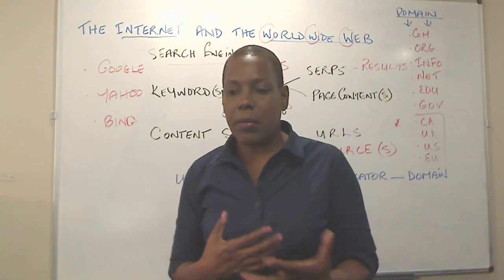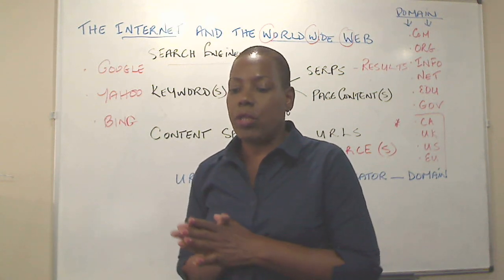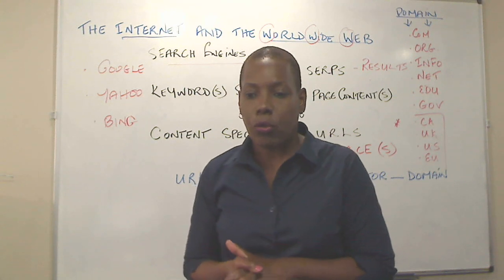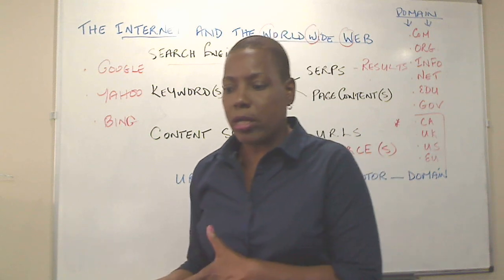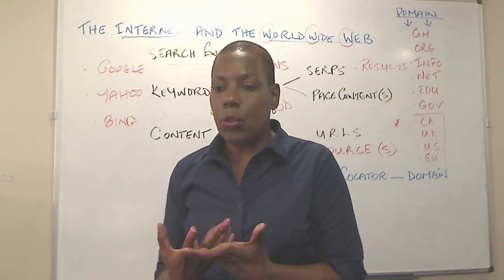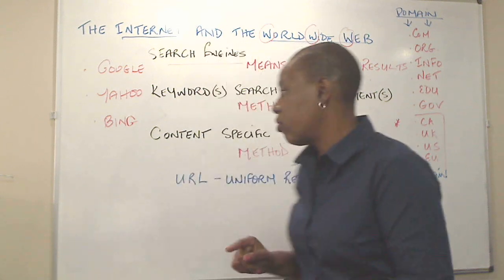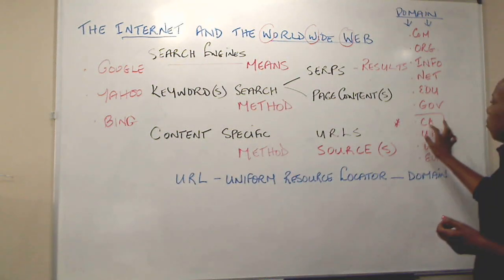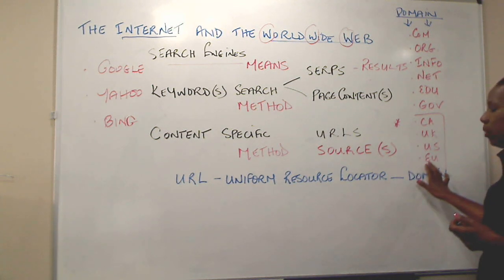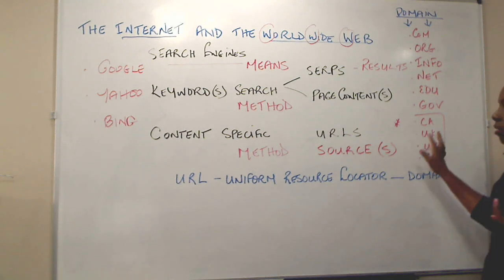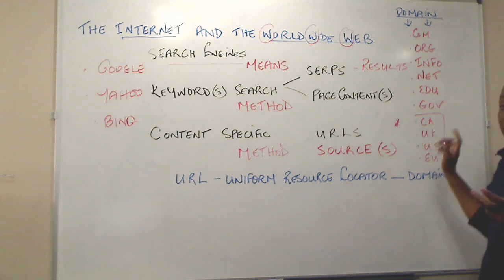And it's important because it would give you a hint as to the credibility of the website. It will also direct you as to where it may be located, and then it will let you know that it is coming from a particular country. So this is how we get to .ca, .uk, .us, .eu. EU would be Europe, US, United States, UK, United Kingdom, and CA here is Canada.